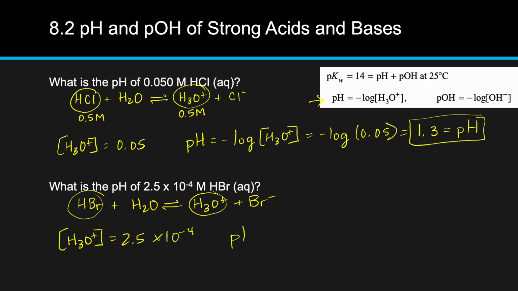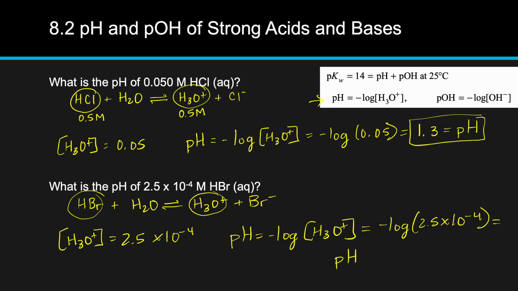So we know that the concentration of hydronium is going to be 2.5 times 10 to the negative fourth. And we know that pH is equal to the negative log of our hydronium ion concentration. So we take the negative log of 2.5 times 10 to the negative fourth, and that gives us a pH of 3.6.